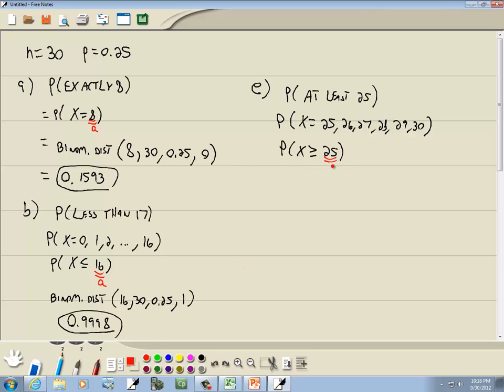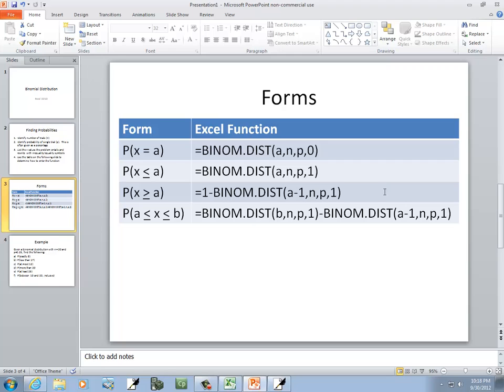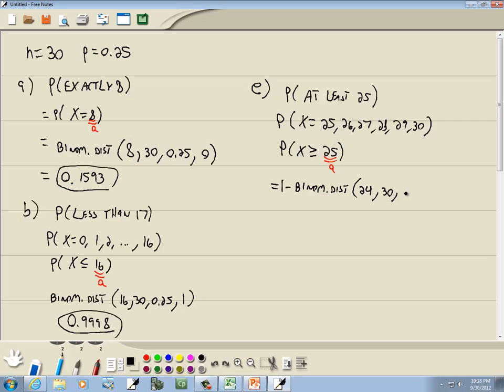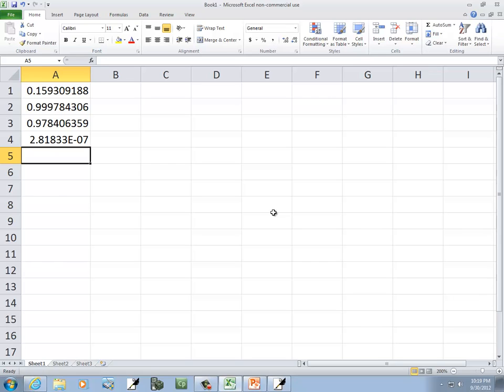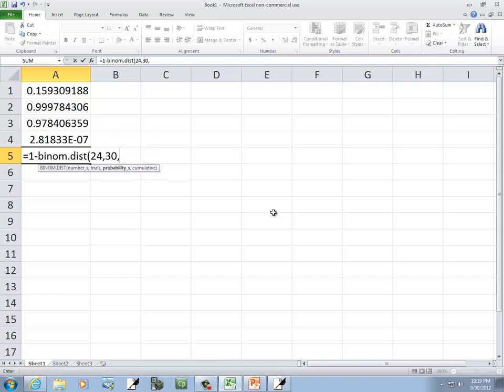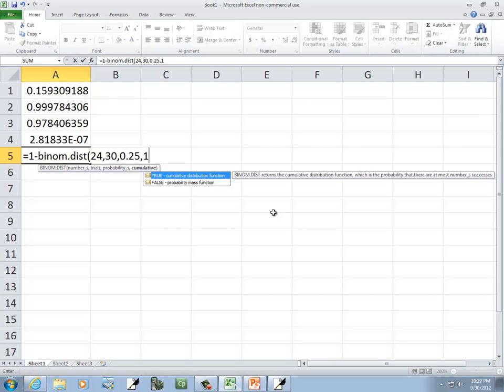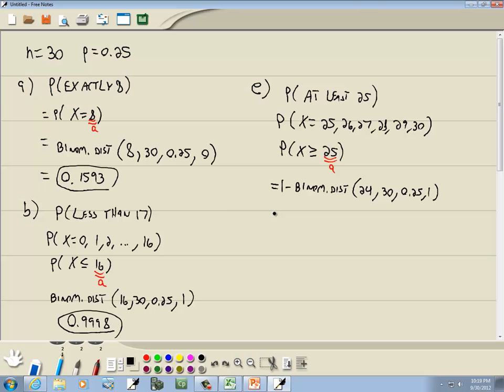So 25 is going to be our A. And what does this tell us to do? 1 minus binom distribution, and A minus 1, A is 25, so this would be 24, comma, N, which was 30, comma, little p, which is 0.25, and then 1. So let's go put this in and see what we get. Probably something real small again. Equals 1 minus binom dist, beginning parentheses, 24, 30, comma 0.25, comma 1. Enter. Even smaller.